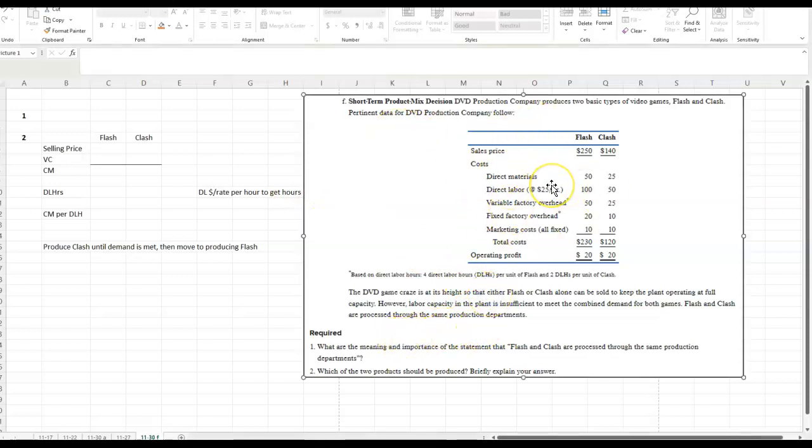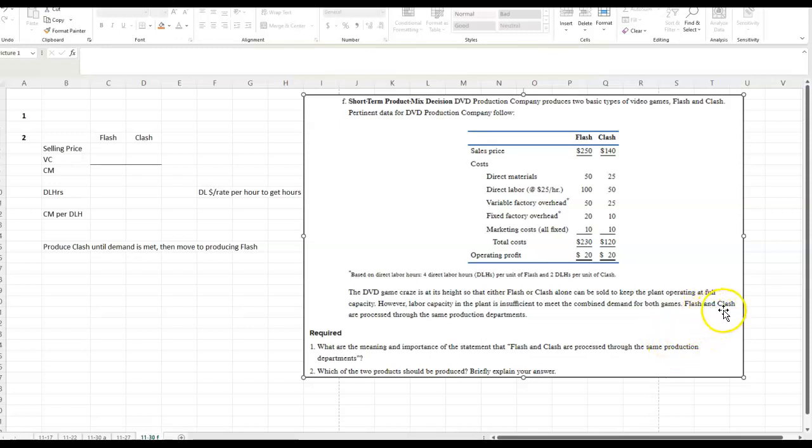So they give us all this information. They tell us the direct materials and direct labor, variable overhead, fixed overhead, marketing costs, all the costs, and it tells us the operating profit of each one. So the problem is either Flash or Clash alone can be sold to keep the operating plant at full capacity. However, labor capacity in the plant is insufficient to meet the combined demands for both games. In other words, if you needed to make as much as you could sell, then you don't have enough labor to do that.